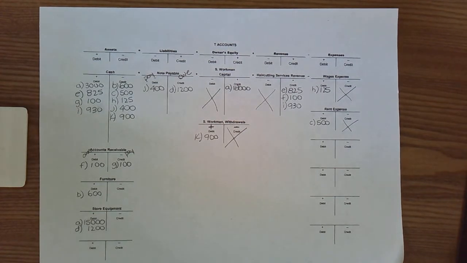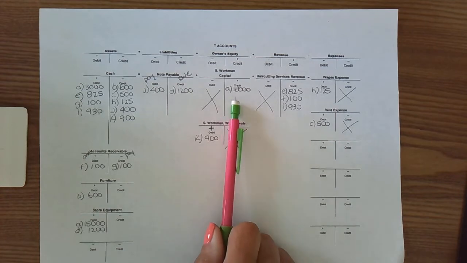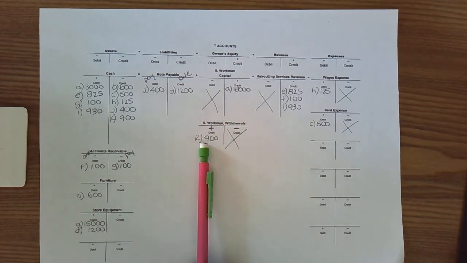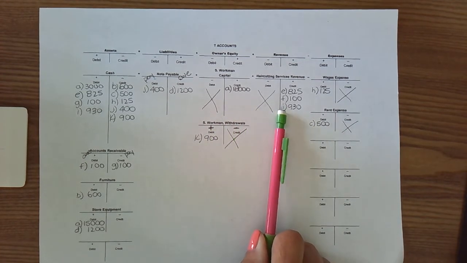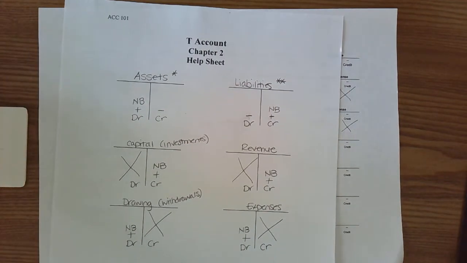So again, these are the same transactions that we learned in chapter 1. We're putting them into a little bit different form called T accounts. And again, debit means left, credit means right, and then the only difference is what is the normal balance side for that type of account. Remember, assets are on the debit side, liabilities credit, capital is credit, withdrawals are debit, revenue is credit, and expenses are debit. Again, follow your helper sheet and it will help you a ton.